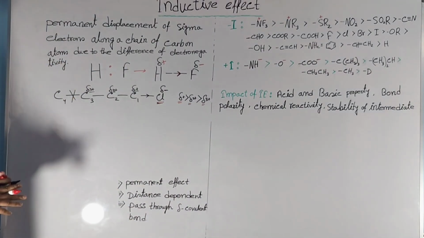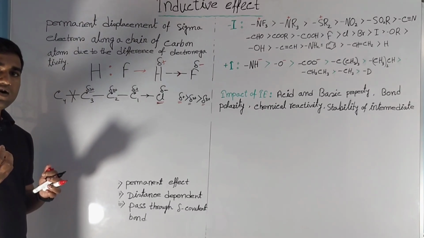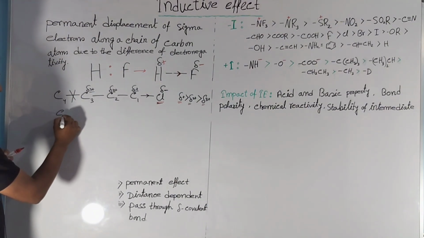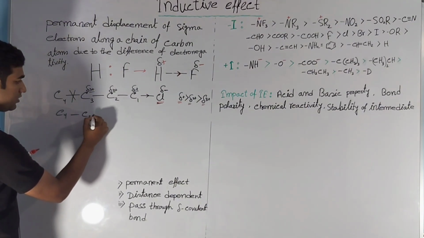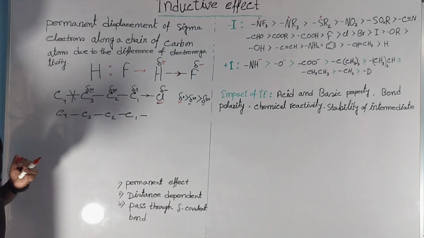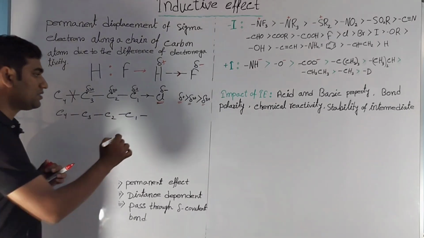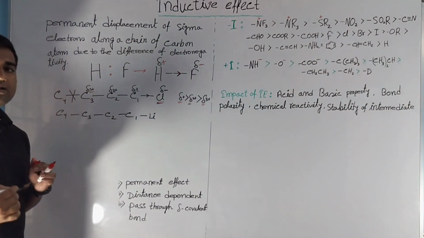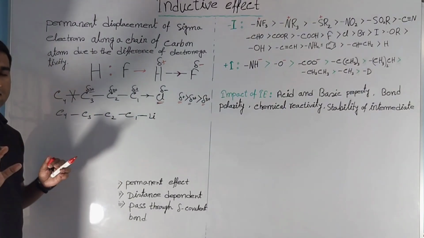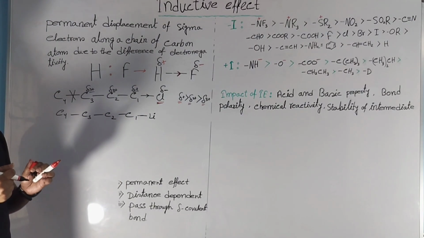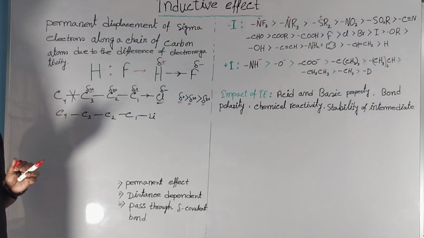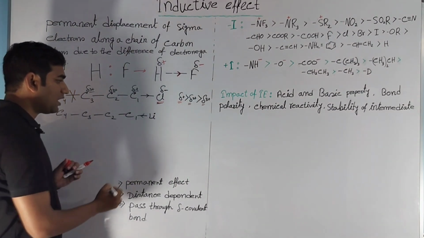Again, suppose an electron rich atom or group is attached to a carbon chain. Again I mention carbon 4, carbon 3, carbon 2 and carbon 1. For the electron rich atom we can consider lithium. Lithium is an electronically rich atom. It pushes the electron; it cannot pull the electron. Its electronegativity is also less compared to carbon. So it pushes the electron to the carbon chain.